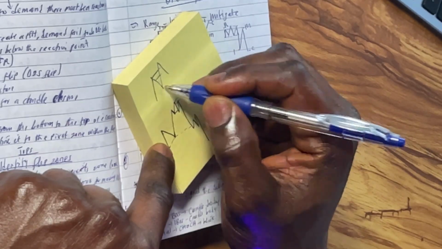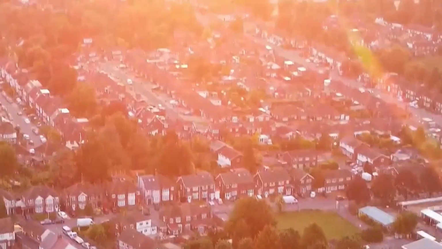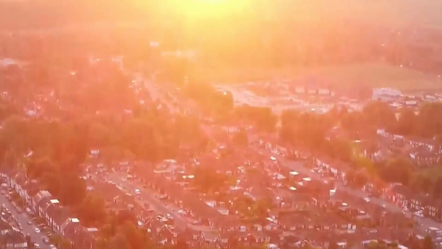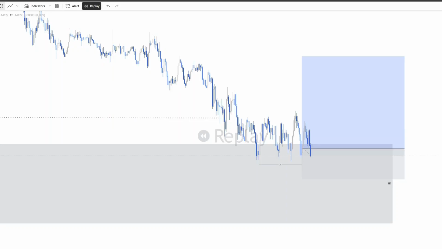I have to be real with you. I am still learning. But recently something really started to make sense to me, which is market structure. You've seen the trades that I just showed you. I took these trades based on my understanding of market structure.